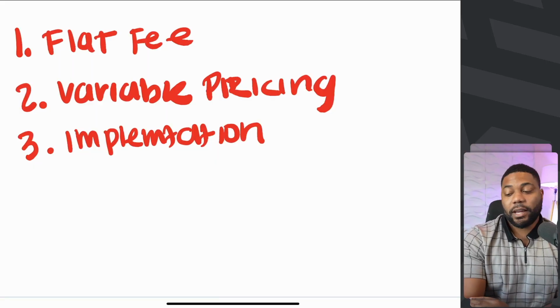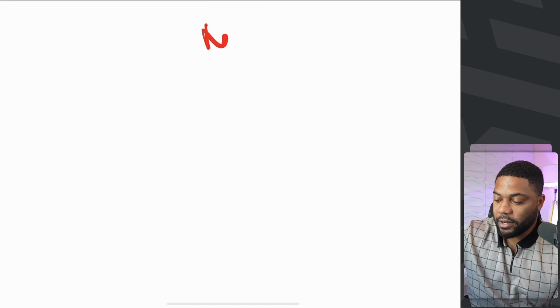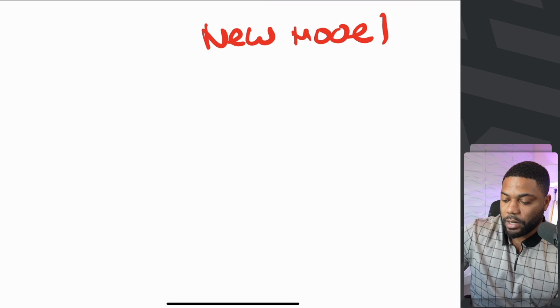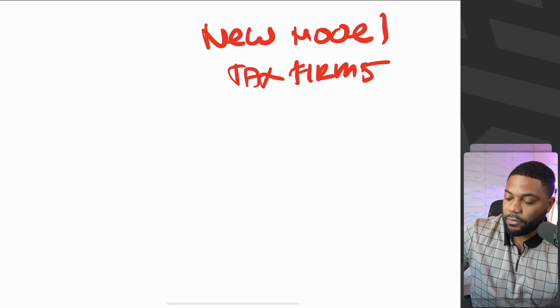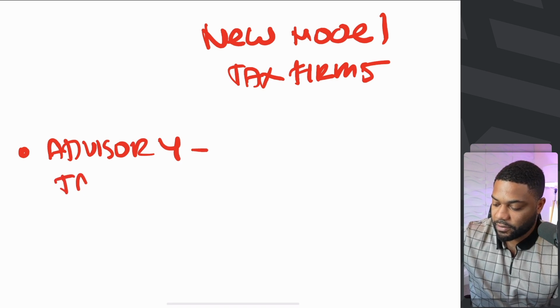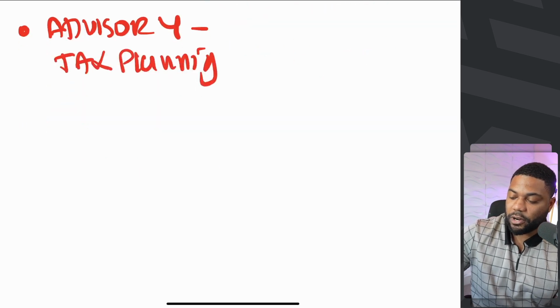So what we're going to do is head to my iPad right now. And what we're going to cover right now, again, is asking for payment for a tax plan and exactly what that looks like. As you guys know, with our new model of tax and accounting firms, we're leading with an advisory service now. And the advisory service that we're talking about is tax planning or tax strategy services.